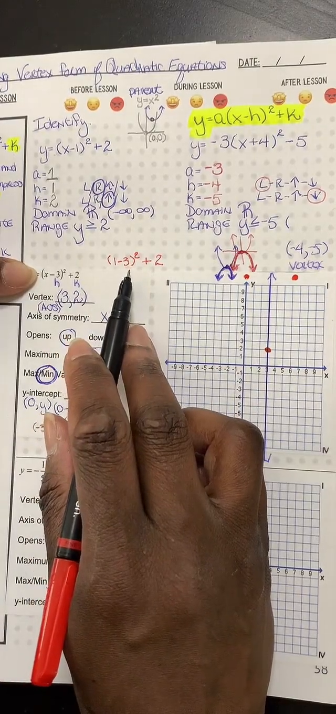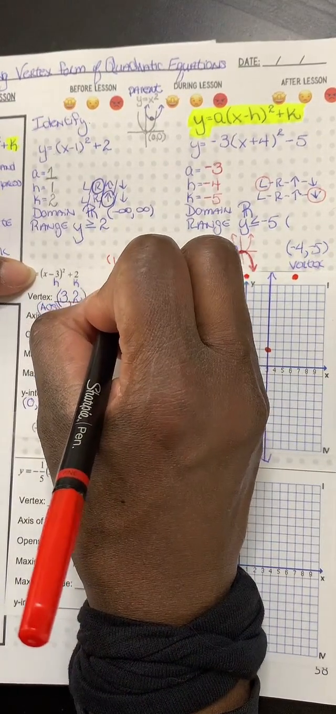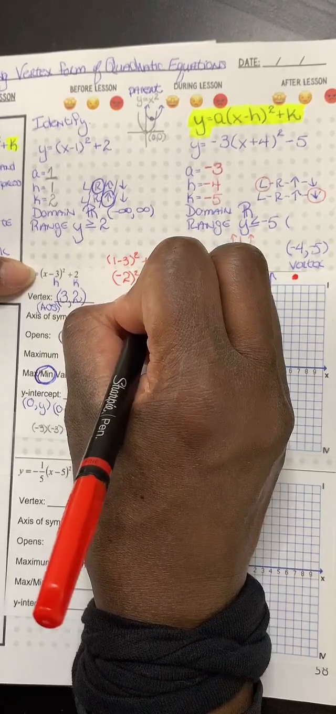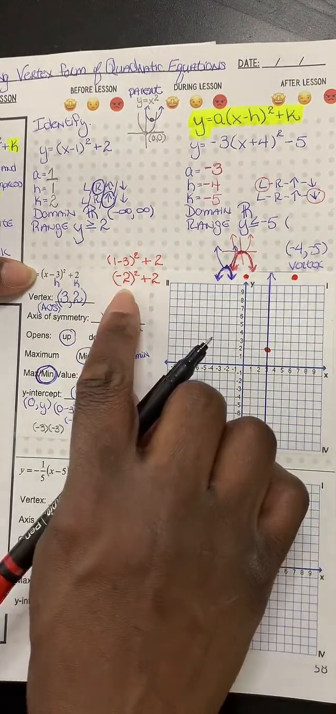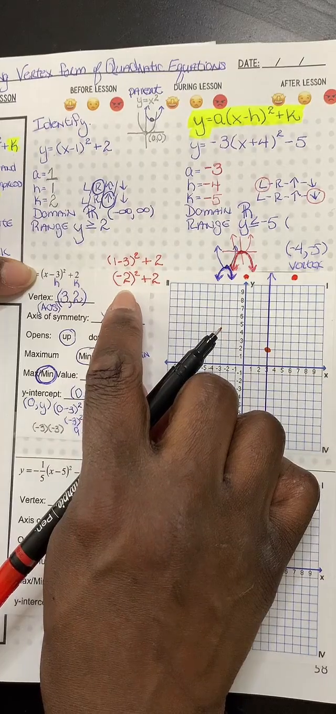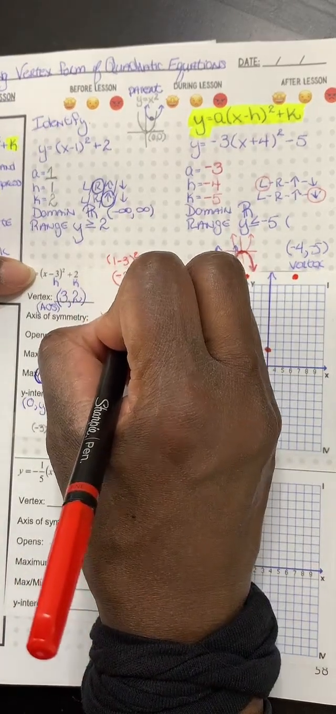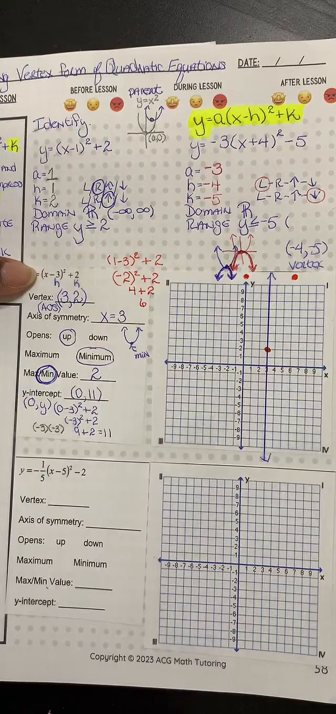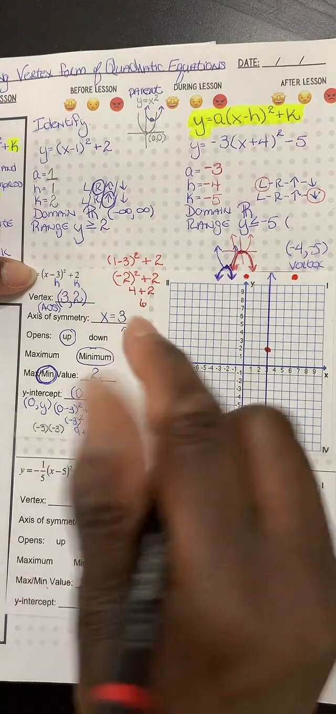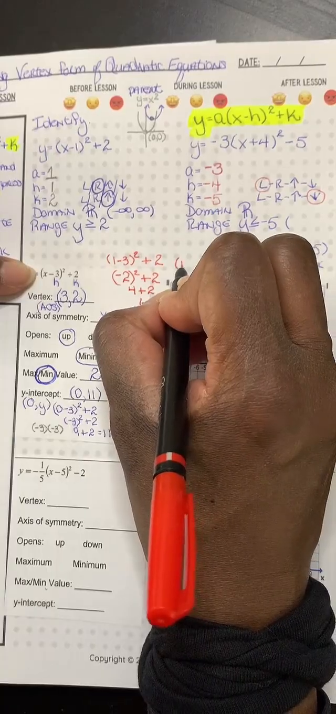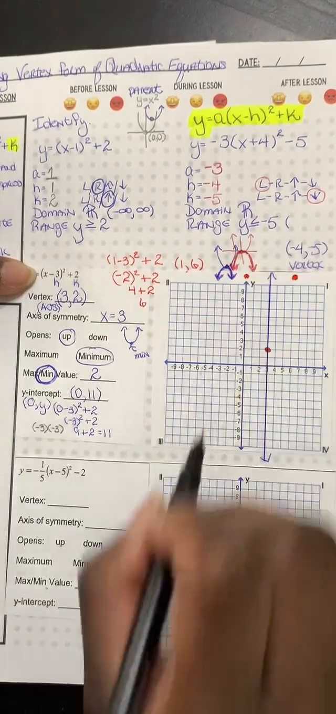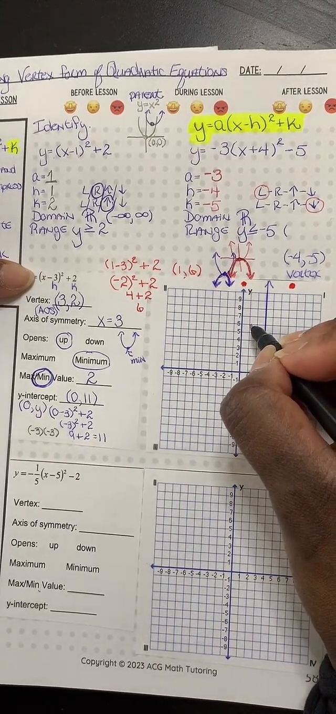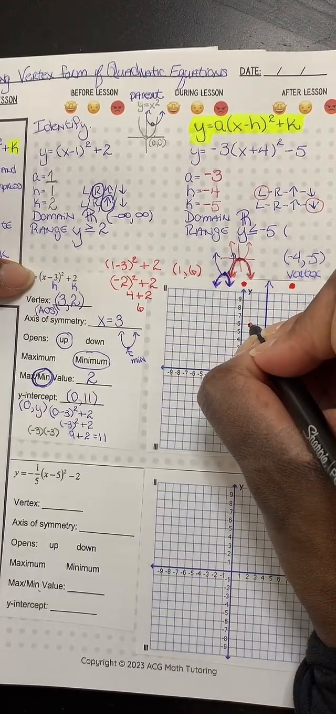1 minus 3 squared, that gives me a negative 2. And that negative 2 is being squared. So negative 2 squared, that's negative 2 times negative 2, so that gives me a 4. And then 4 plus 2, that will give me a 6. So this is saying to me, I have a point at 1, 6. And I can plot that point. Here's 1, here's 6, and I can plot that point right here.